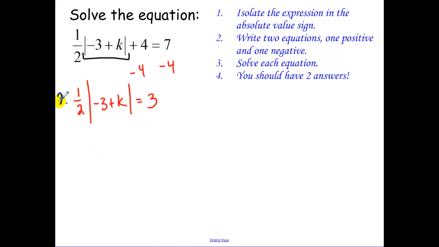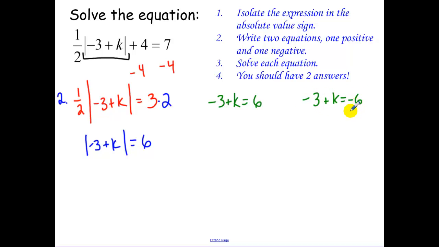Now when we multiply by 2, we're going to have |-3 plus k| is going to be equal to 6. So I've isolated the absolute value sign. My next step, write two equations, one positive, one negative. Because this number's distance from 0, or this thing inside here, -3 plus k, can be equal to +6, or -3 plus k can be equal to a -6. So then we solve each one of those individual equations and we get k equals 9. And from this one, k is going to equal -3. So we have those two answers. And then if you plug those back in, those should both work in your equation to make a true equation.